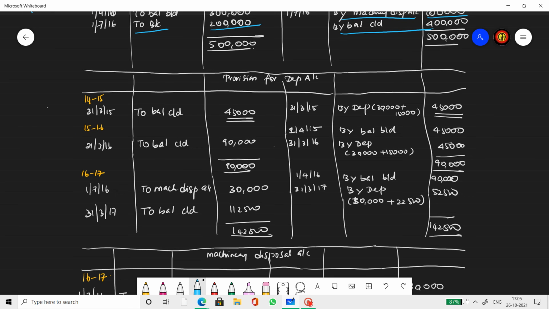When it comes to the depreciation account, the first year is 14-15. In the year 14-15, on the last day of the year, the depreciation amount is 30 plus 15: 30 for the 2/3 machine, 15 for the 1/3 machine. So total depreciation credited is 45,000. And this becomes the closing balance and forms the opening balance of the next year.